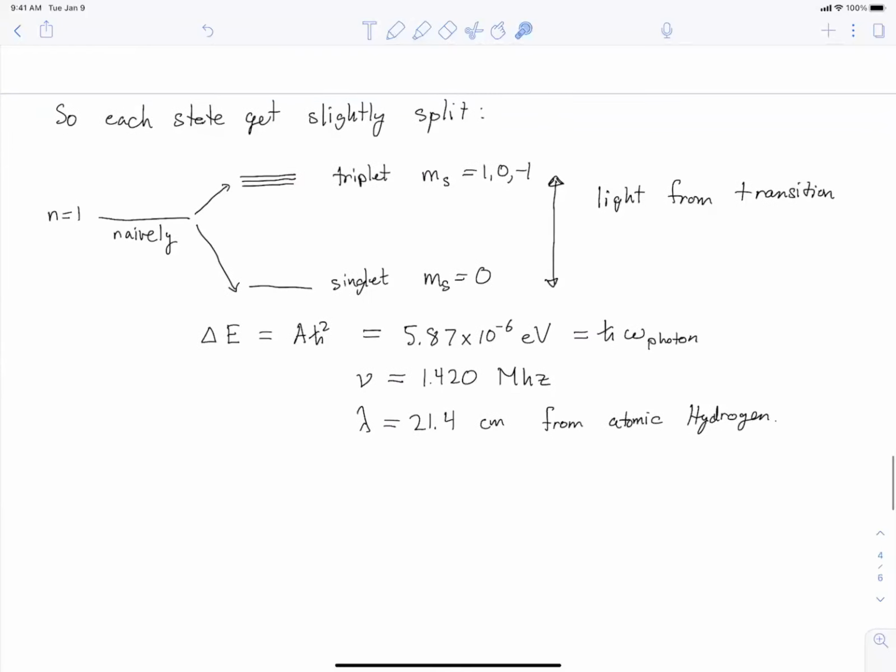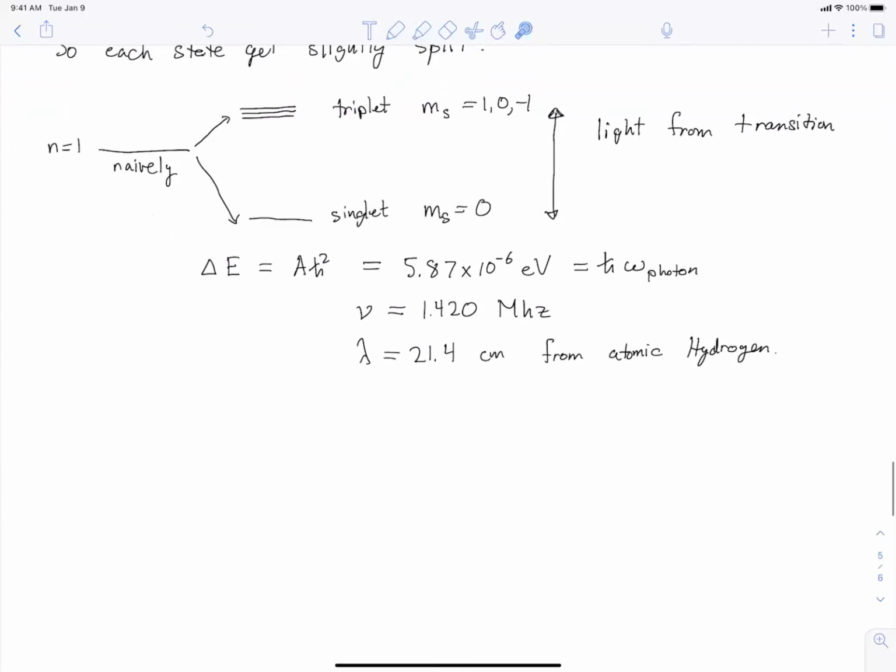Okay, so that's a nice example. We will do examples of other addition of angular momentum next time, which I guess is a week from today.